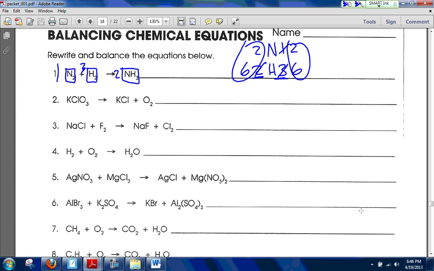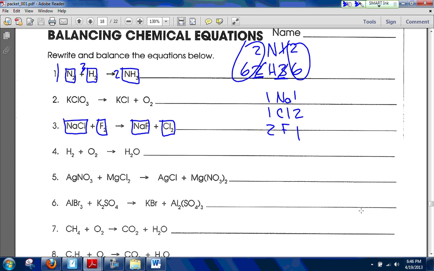So on number 3, I make my element inventory. You know, you still have to box if necessary to make sure you don't change anything. Okay, so I'm going to have Na, I'm going to have Cl, I'm going to have F. On the left side, I have 1 Na, 1 Cl, and 2 Fs. On the right, I have 1 Na, I have 1 F, and I have 2 Cl. Okay, so I just go top to bottom. My Nas are balanced, 1 and 1.